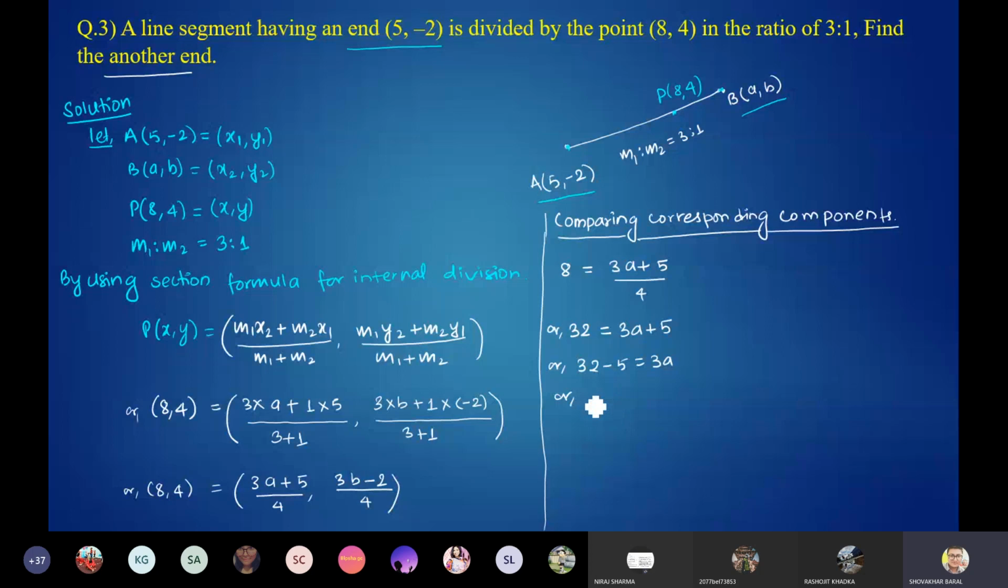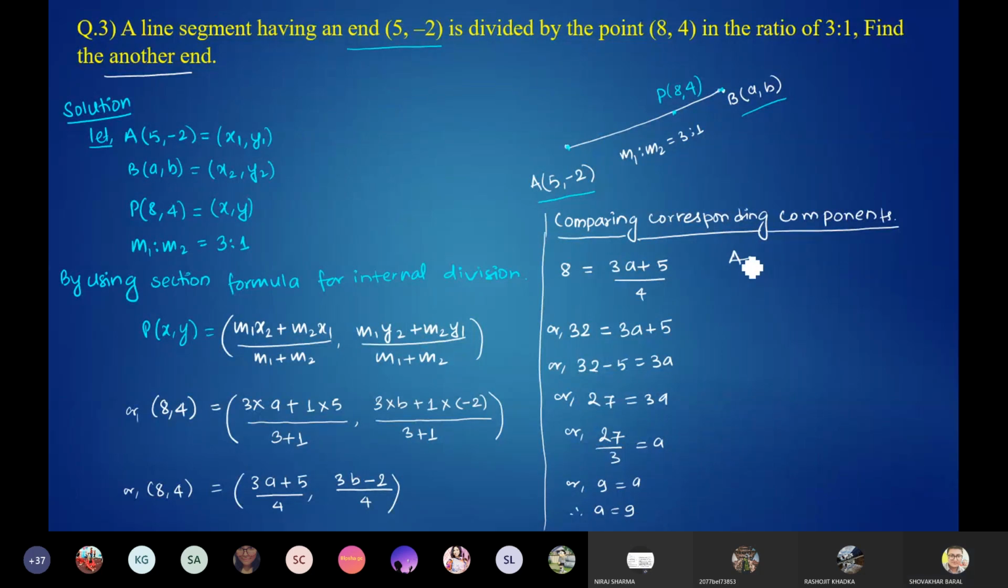32 minus 5, it will be 27. Please correct me if I am wrong. Yes sir, 27. And then 27 divided by 3 equals a, or 9 equals a. Therefore a is equal to 9. We got the value of a. Now let's find the value of b also.